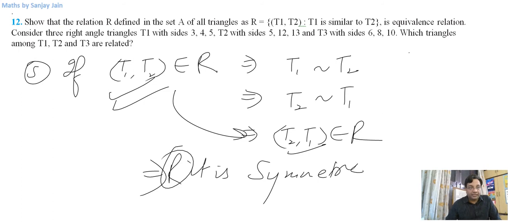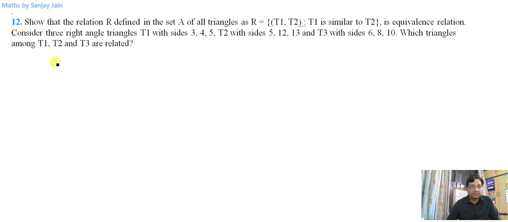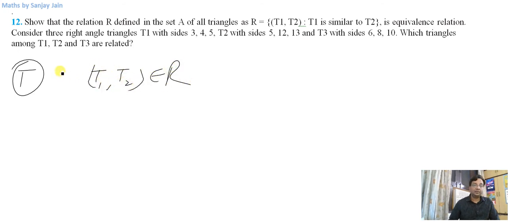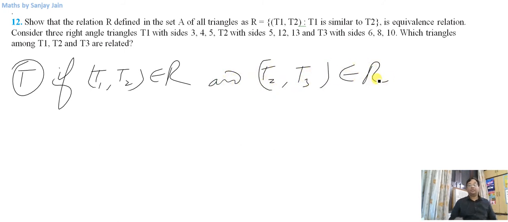Now I will erase this and see if it is transitive or not. If (T1, T2) belongs to relation R and (T2, T3) belongs to relation R, I need to check whether (T1, T3) belongs to this relation R or not. If it belongs to this relation R, that will mean it is transitive.